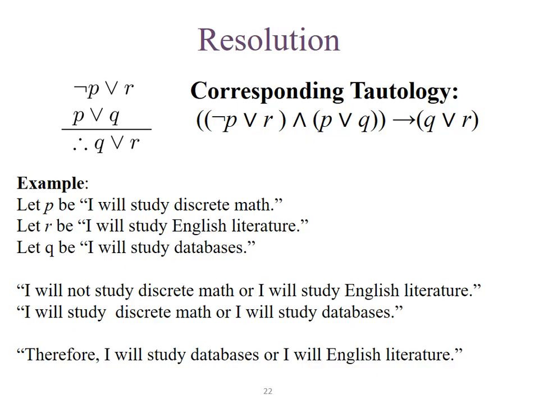Okay, so for the second case, what happens if P is false? If P is false, then P or Q is true. That means Q must be true. So if Q is true, then the truth value of R doesn't matter, because if Q is true, then Q or R will be true. So maybe we can verify this very quickly. The resolution, given these two premises, the conclusion is correct.